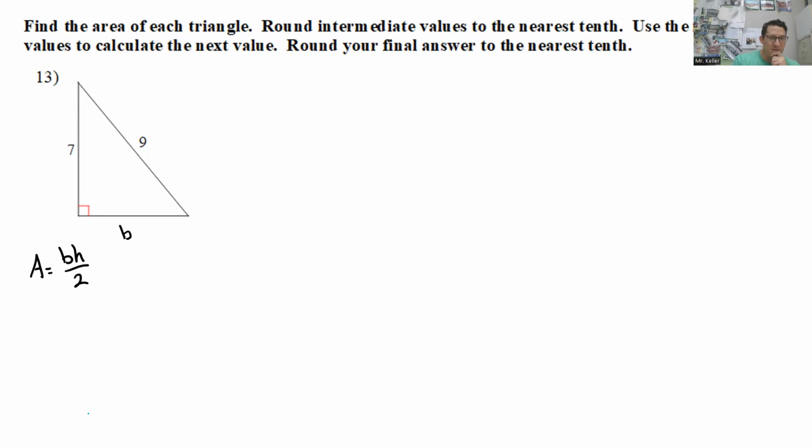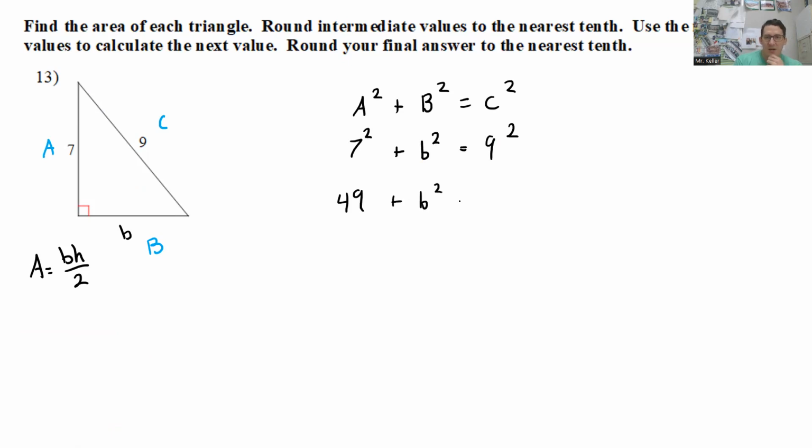First thing I'm going to do is label my sides. C is 9, the longest side, which is always the hypotenuse. And then there's A, and I will leave the base as B. So I'm going to plug those into the Pythagorean theorem. A squared plus B squared is equal to C squared. A is 7, B is little b for the base, and C is 9. 7 squared is 49, plus B squared is equal to 81. Subtract.